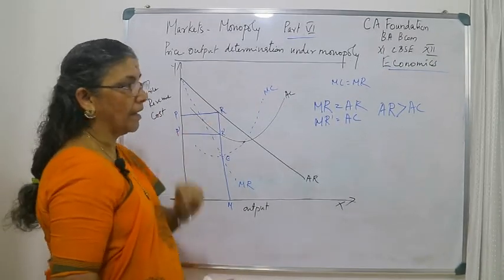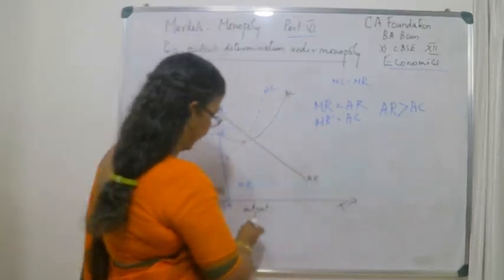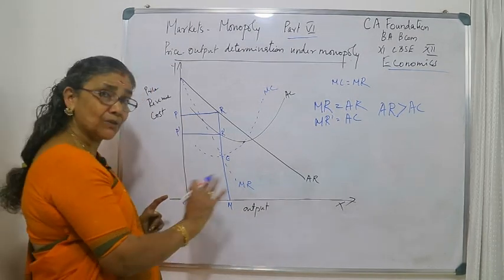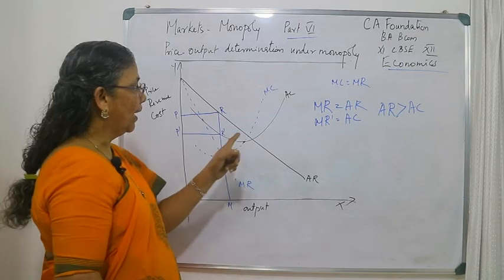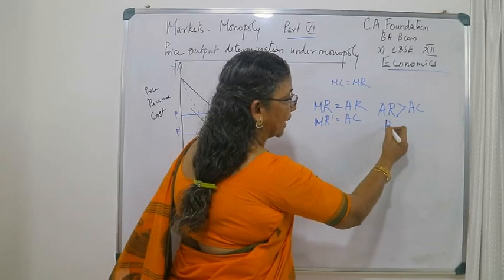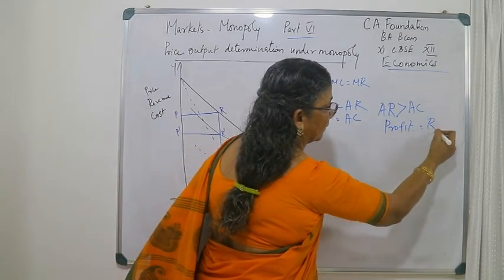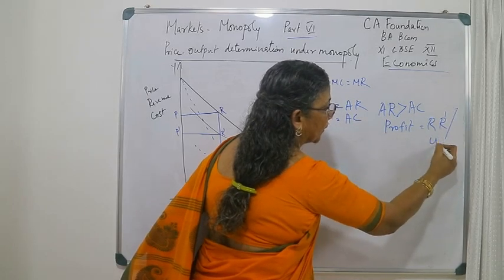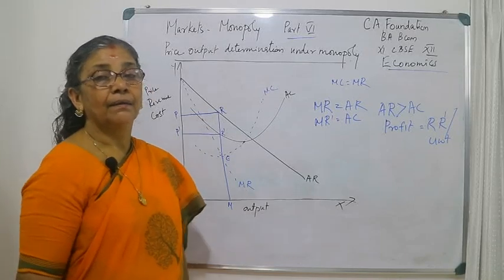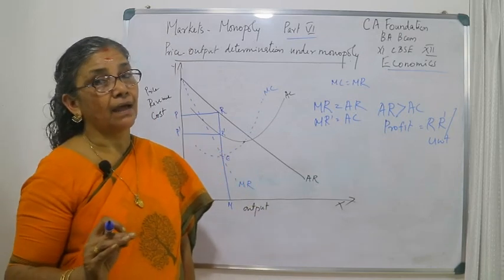The difference is RR1. OM is the output level. As average revenue is greater than average cost, the firm is making profit. How much profit? RR1 is the profit per unit.